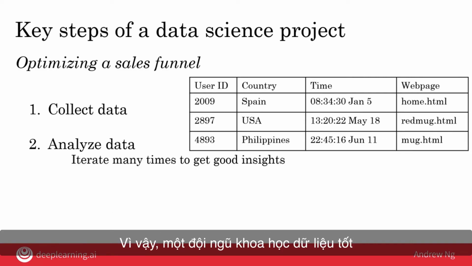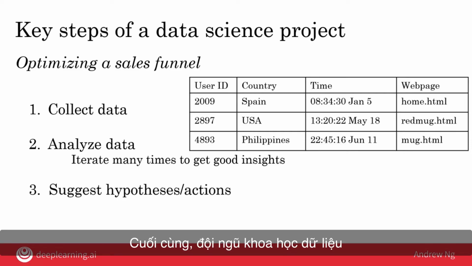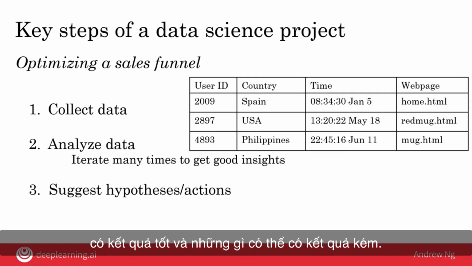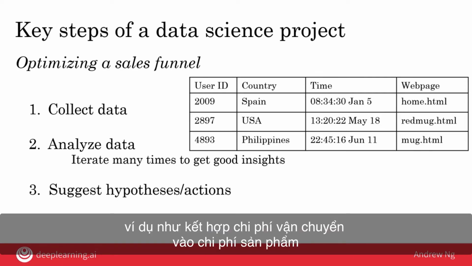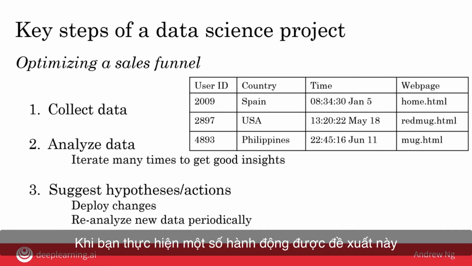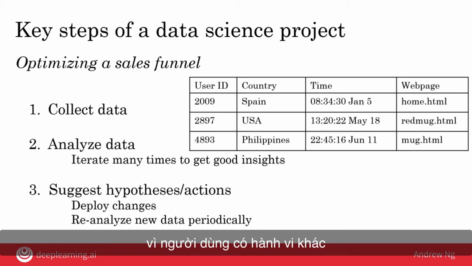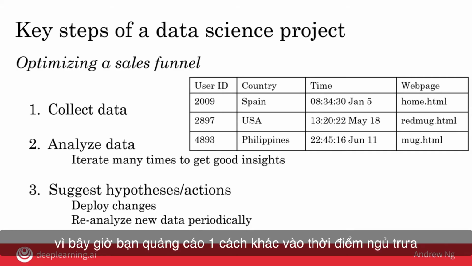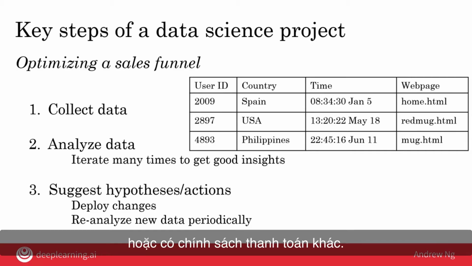So a good data science team may have many ideas, and so they try many ideas, or we'll say iterate many times to get good insights. Finally, the data science team will distill these insights down to a smaller number of hypotheses about ideas of what could be going well and what could be going poorly, as well as a smaller number of suggested actions, such as incorporating shipping costs into the product cost rather than having it as a separate line item. When you take some of these suggested actions and deploy these changes to your website, you then start to get new data back as users behave differently now that you advertise differently at the time of siesta or have a different checkout policy.